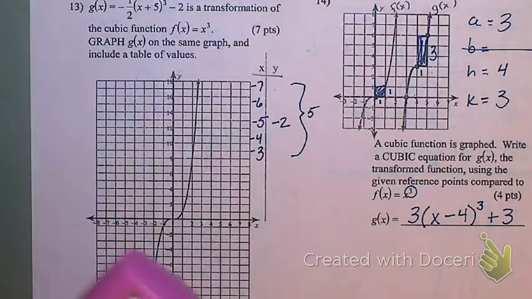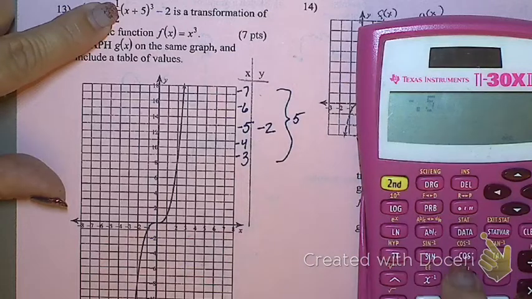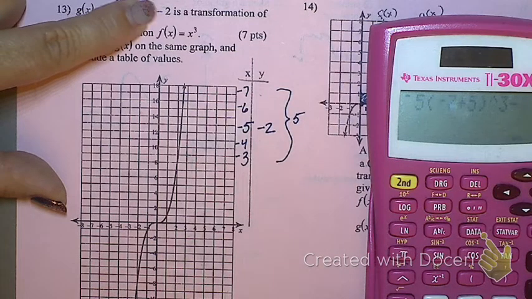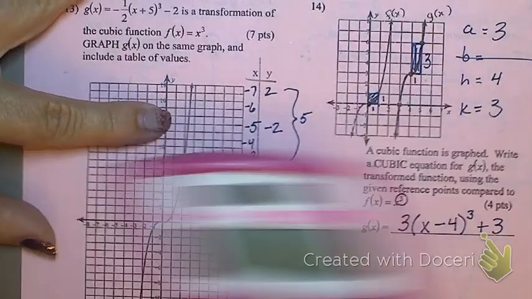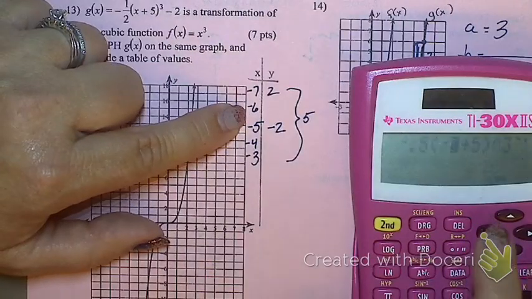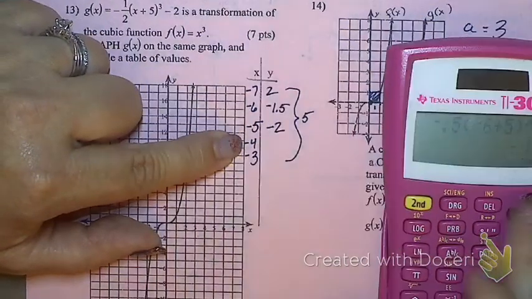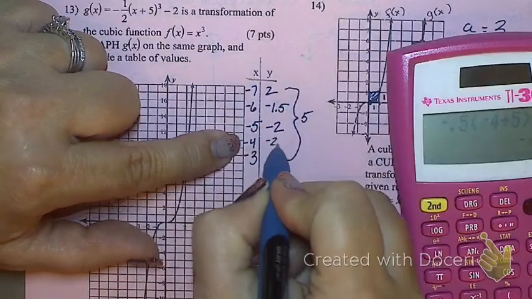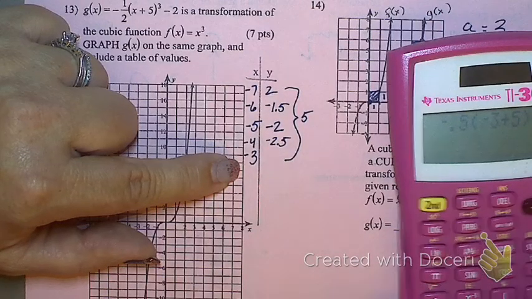So how do I find those values? Plug them in. -0.5, and I'm just using 0.5 because it's easier than plugging in the fraction. Parentheses, -7 plus 5, to the third, minus 2. And I get 2. Now I'm going to arrow back, and I'm going to change the -7 to a -6. And I get -1.5. Change the -6 to a -4. -2.5. And then change the -4 to a -3. -6.